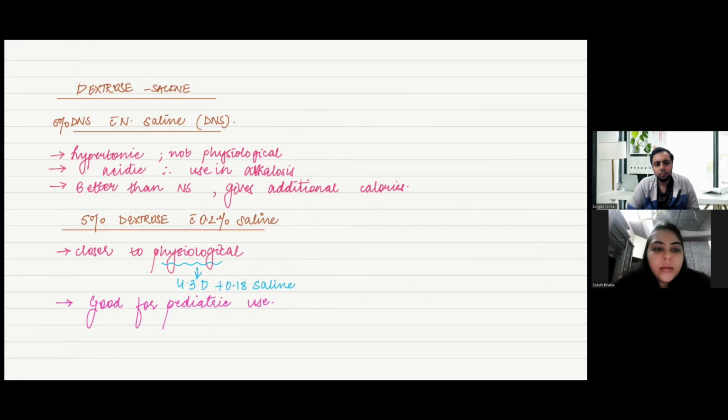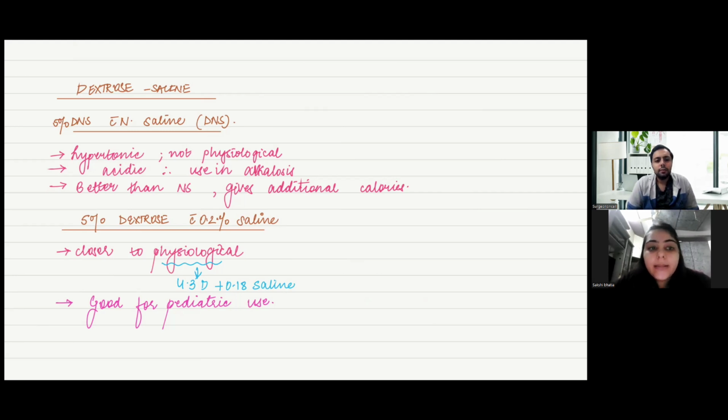Okay. So next we have dextrose and saline, which we all have seen as a 5% DNS solution, which is hypertonic, and it is not physiological to the body fluid volume. And it is acidic, so we can use it in alkalosis, but it is better than normal saline. Why is it better than normal saline? Because it gives additional calories while we are giving DNS to the patients, so our patient doesn't land in starvation ketosis.